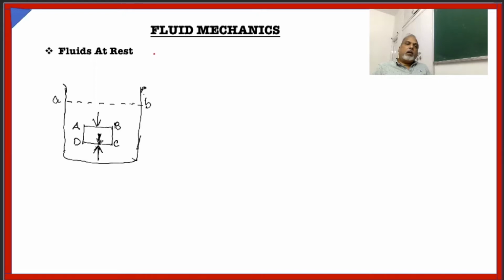Now we will see how the fluid behaves when it is at rest, when it is not moving. On the screen, there is a container and this liquid is inside this container up to the AB level, and this is open to sky. Naturally, at this level, AB level, there will be atmospheric pressure, and we can denote it as PA.